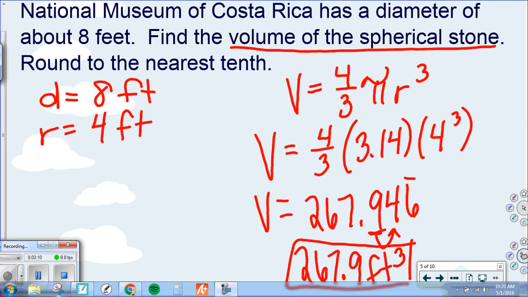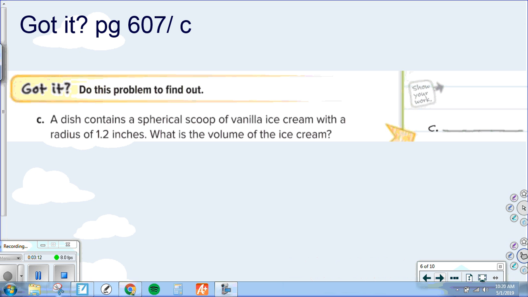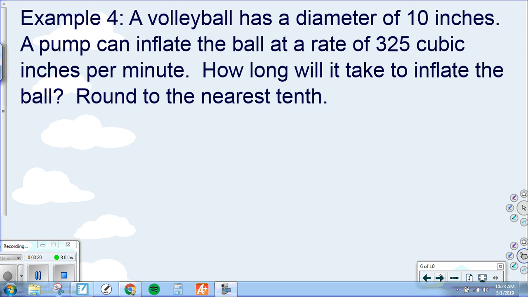Alright, turn to page 607. You are going to try letter C. Stand up when you're finished. Our final answer for letter C was 7.2 inches cubed. Our next example, example 4, says a volleyball has a diameter of 10 inches. A pump can inflate the ball at a rate of 325 cubic inches per minute. How long will it take to inflate the ball? Round to the nearest tenth.